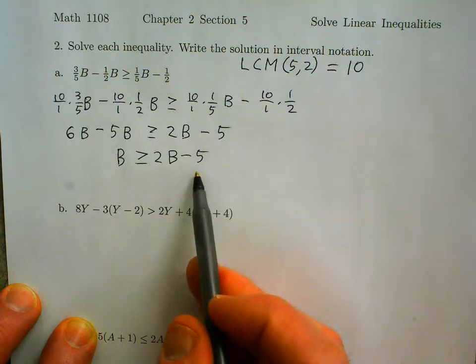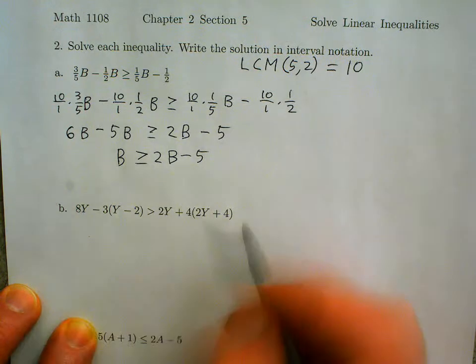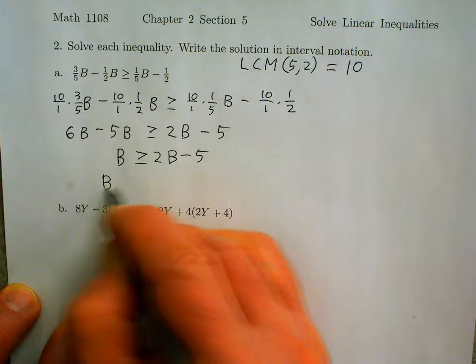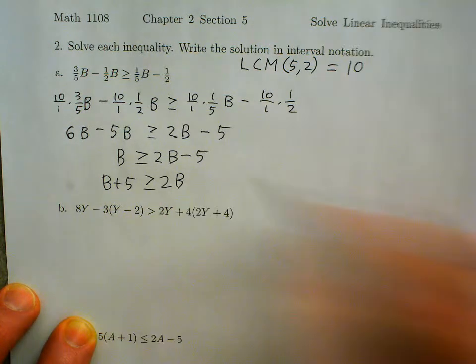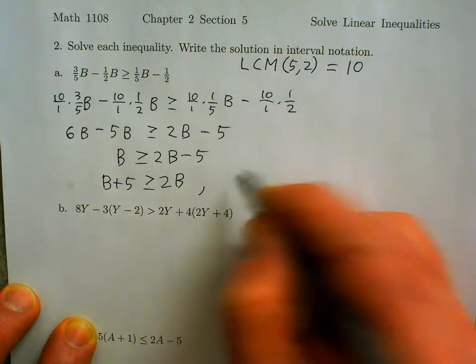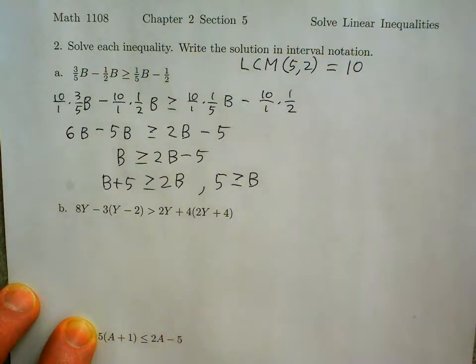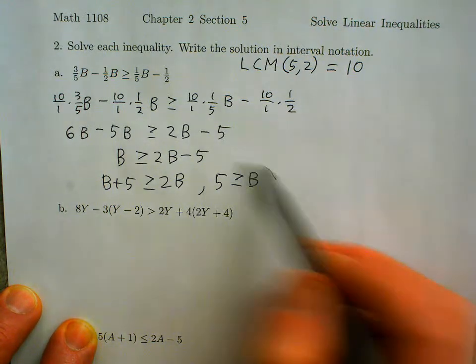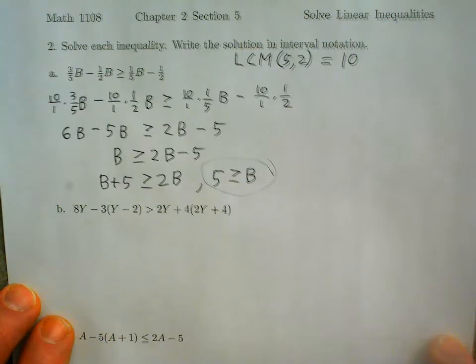On this one, I'm going to add 5 to both sides. So we get b plus 5 is greater than or equal to 2b. And then subtract b from both sides. And we get 5 is greater than or equal to b. Okay, so 5 is greater than or equal to b.